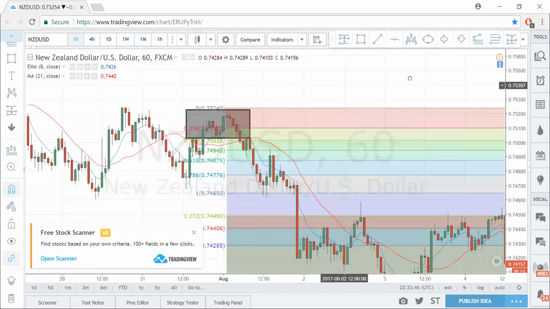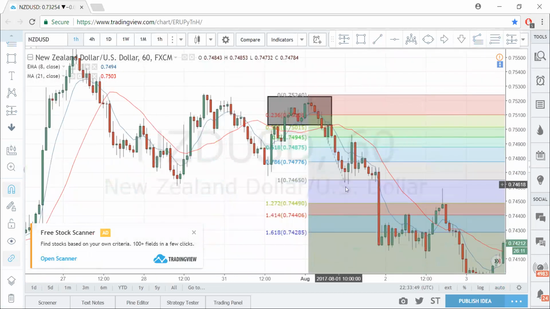Okay, so after that move here, see what happened? Price went up to 50. Price came all the way down. See what happened? Price came to 1.27. You'd have taken your profits here in future. Price crossed again the 1.414. You'd have taken profit. Price went again to 1.618.